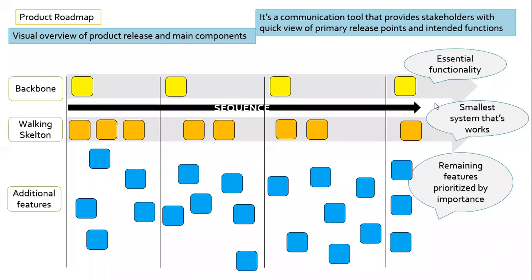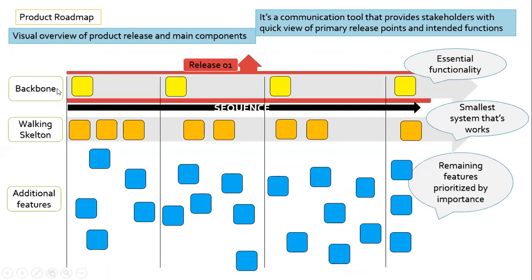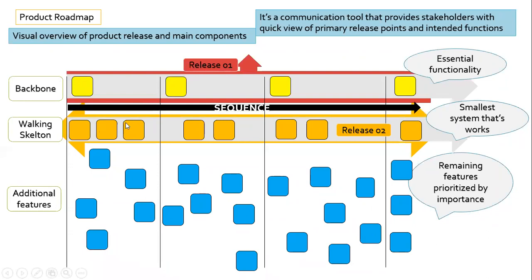Then all the remaining things are additional features. So when you create a product roadmap, ensure that all the must-have and should-have features come in backbone and walking skeleton. And all the remaining, like could have and won't have, should come as additional features. You can see that the backbone gets released in release 1. You can call it release 1 or sprint, whatever. These features get released in your first sprint or the first cycle, and the walking skeleton will get released in the second sprint, and then the third sprint or the third release cycle.